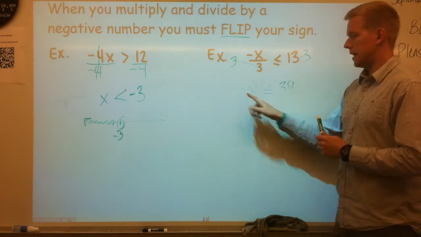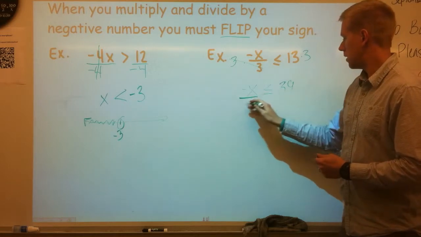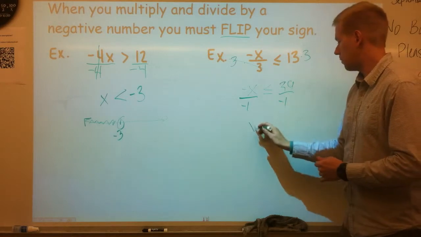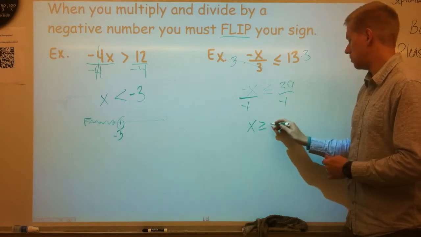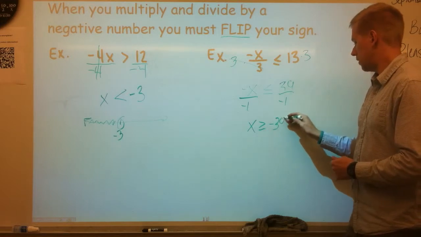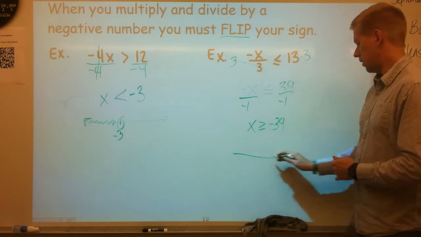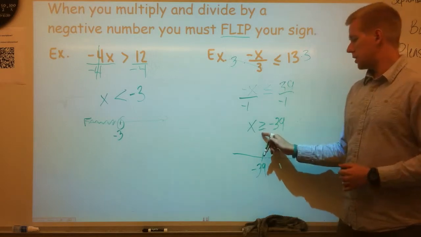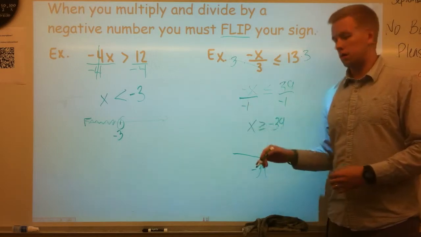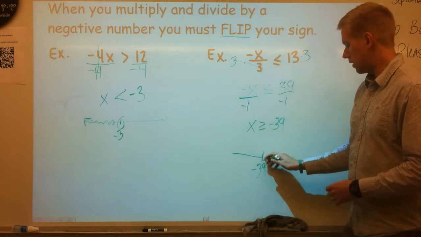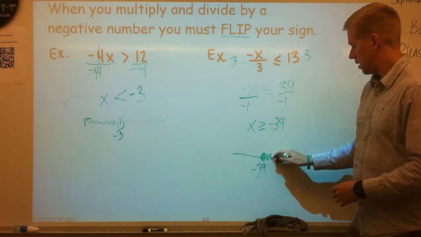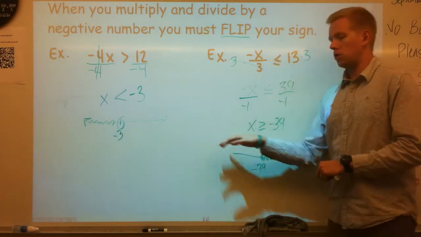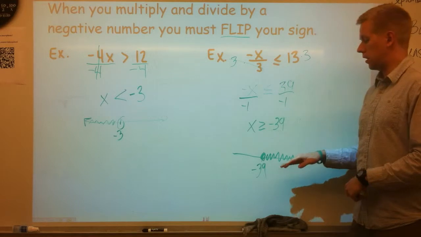Then I would divide by this negative 1 in front of my x. So divide by negative 1. Now when I divide by negative 1, my sign will flip, so I have x greater than or equal to negative 39. And again, if I had a number line here with negative 39, this time, just like with the lines that we saw on the first slide, I'm going to have a closed dot, and I would shade this direction. Okay? Something not very important, but you should already know how to shade with the number line.